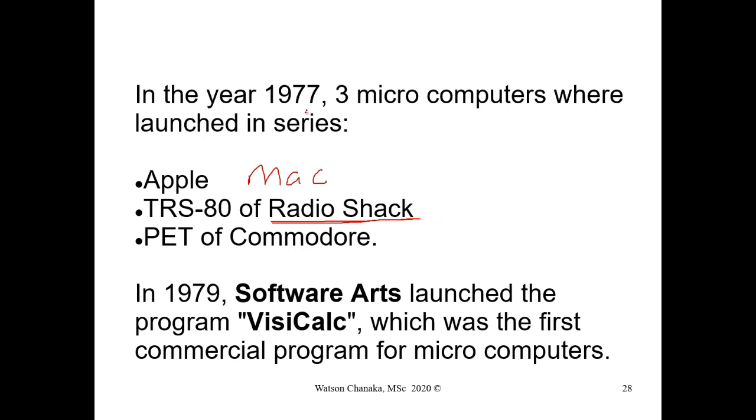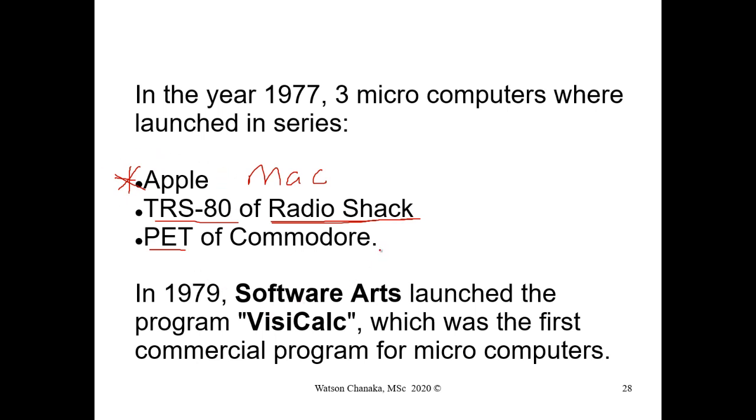They used the transistor, they enjoyed it, and they started manufacturing radios. So in 1977, they also liked the combination of hardware and software. They entered into the market, but they didn't last. PET also entered the market, but they didn't last. But Apple, one of the best computers in the world, they are still around. We'll talk about the types of computers later.